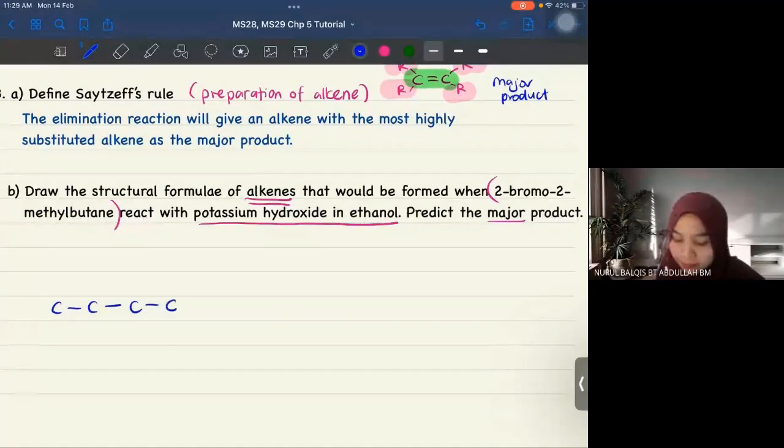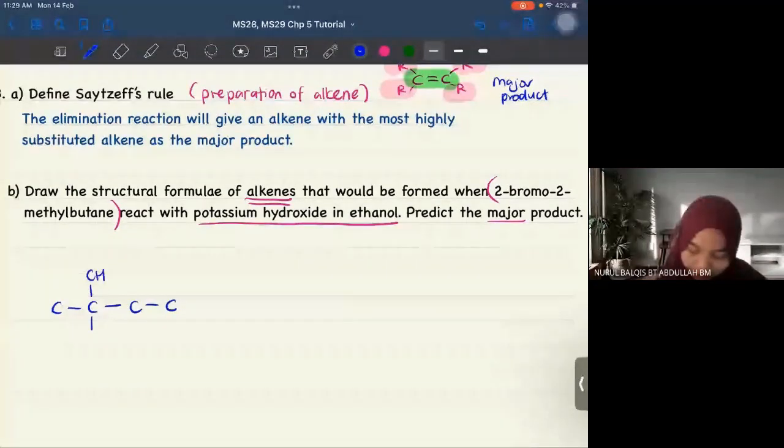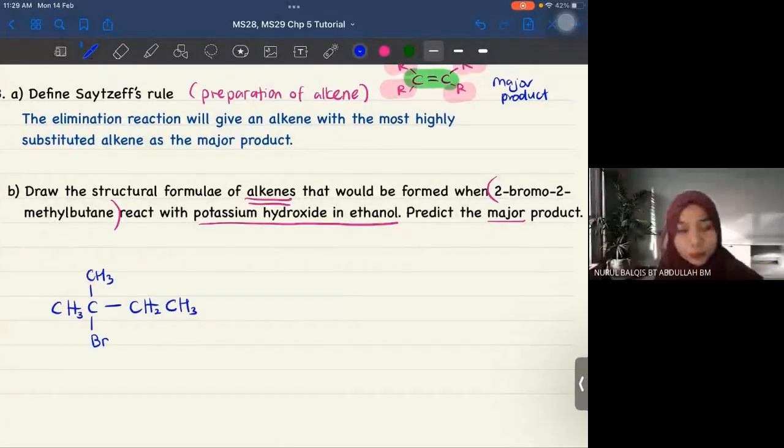So this number 2 methyl and 2 bromo means that carbon number 2 we have 2 branches in them. So one of them occupied by this CH3, another one occupied by this Br. Okay, bromo. Okay, the rest kita akan fill in. Kita ada CH3, kita ada CH2, kita ada CH3. So this is your 2-bromo 2-methyl butane.